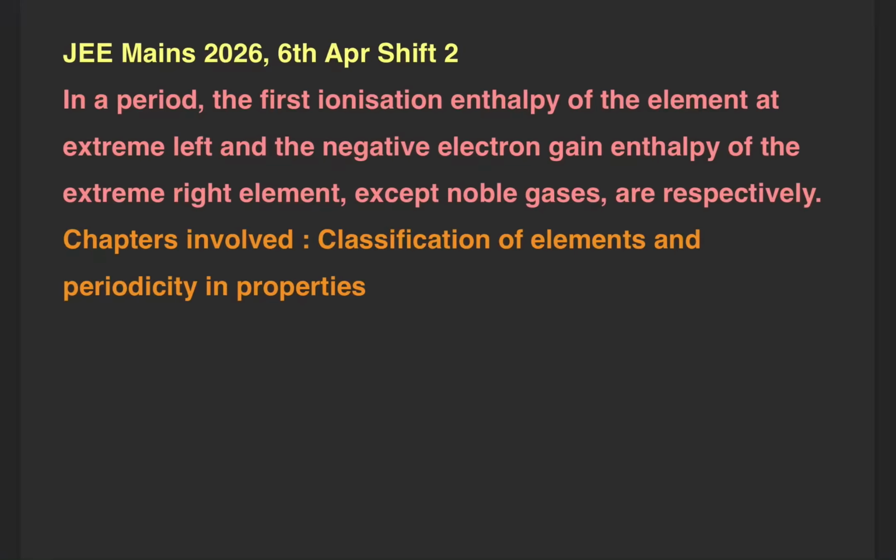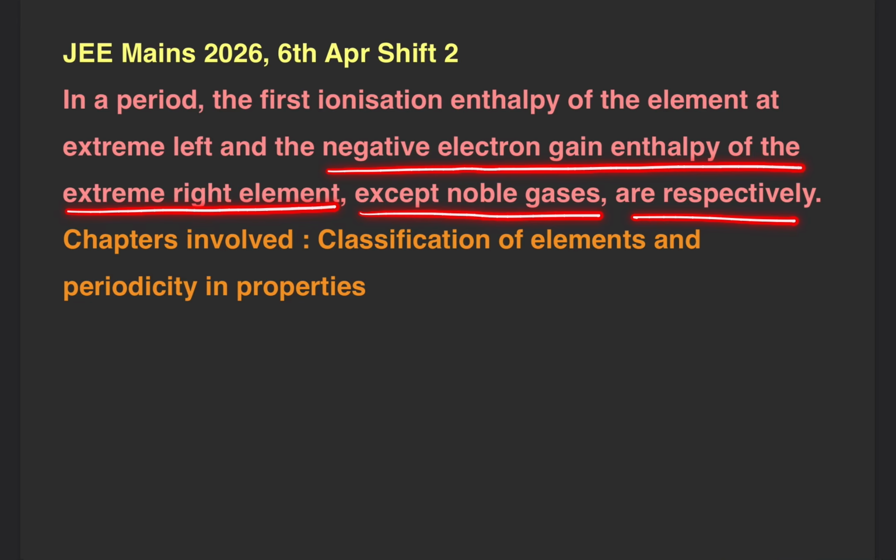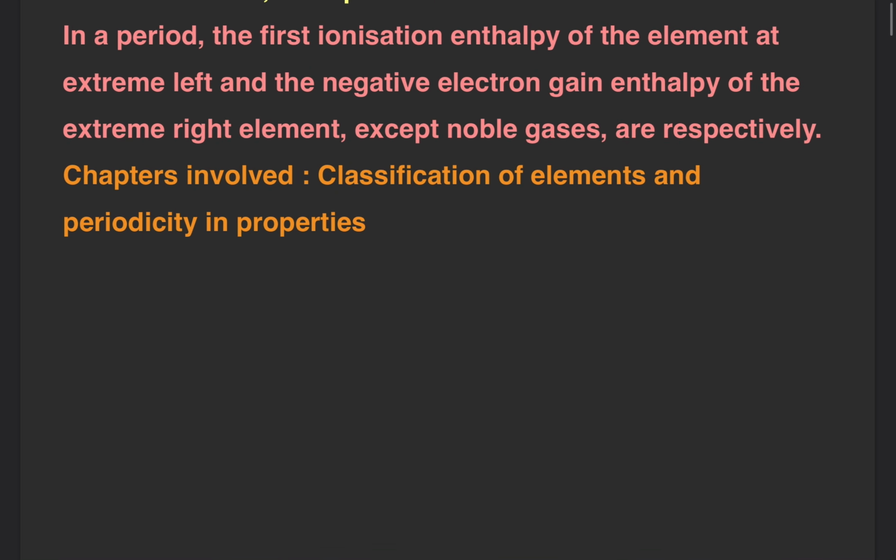Hello everyone. So this is a question from JEE Mains 2026, 6th April Shift 2. In a period, the first ionization enthalpy of the element at extreme left and the negative electron gain enthalpy of the extreme right element except noble gases are respectively. Okay. So the chapter involved is classification of elements and periodicity in properties.